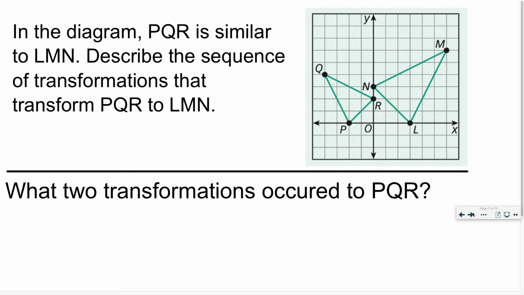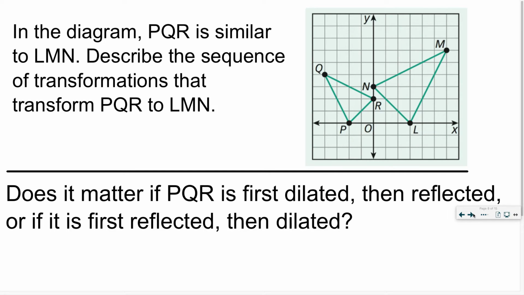So we already talked about the two transformations. Does it matter if we reflected first and then dilated, or would we have gotten the same result if we dilated first and then reflected? Think about what would have happened if we dilated first. PQR, where would the coordinates have gone?